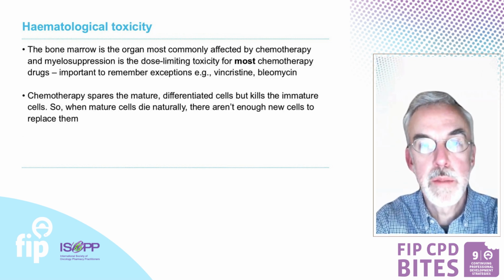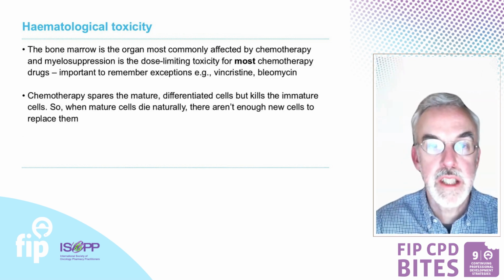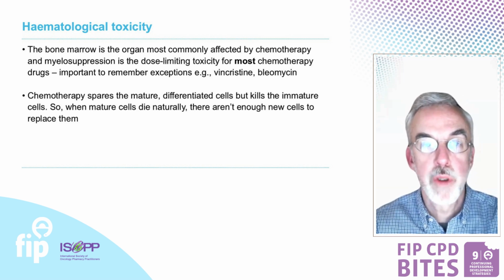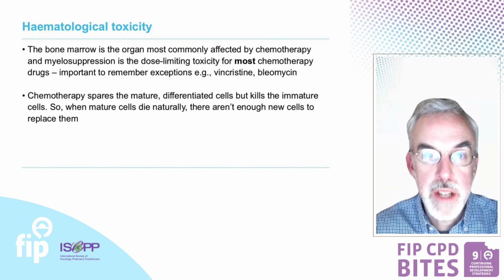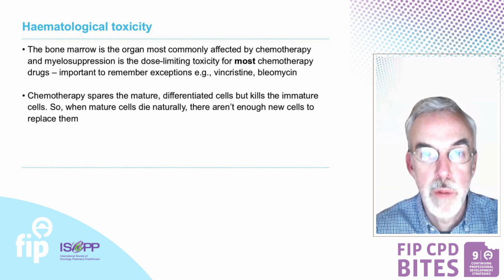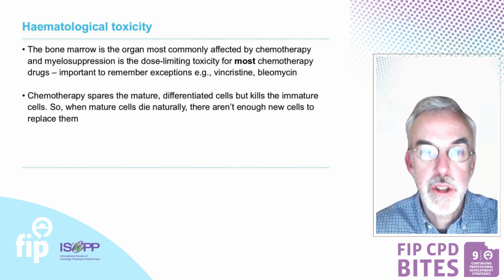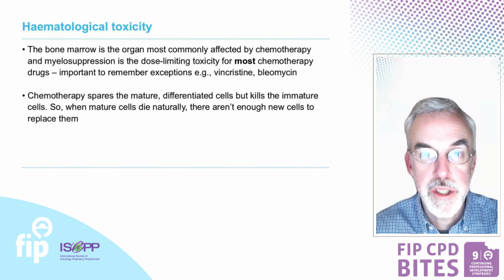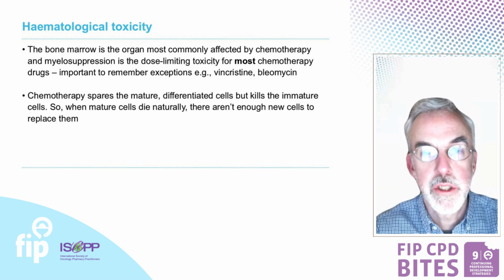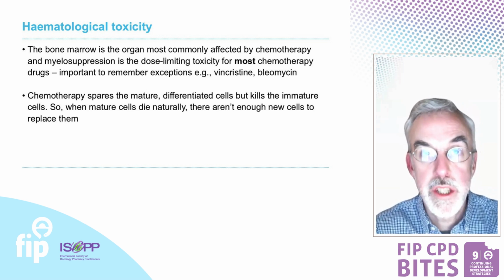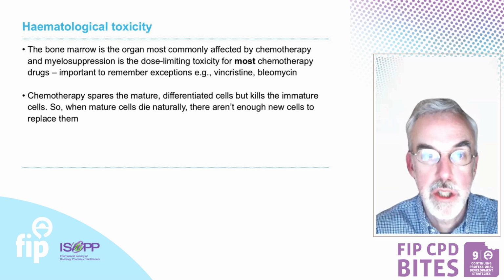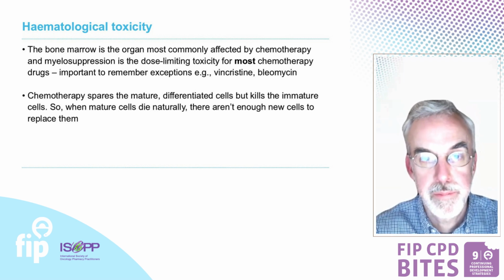Given that conventional chemotherapy targets rapidly dividing cells, the bone marrow is therefore an obvious toxicity target for most conventional chemotherapy drugs. Myelosuppression is the dose-limiting toxicity for most agents, and rather than try to remember all the drugs that cause this effect, it is probably easier to remember the exceptions. For example, vincristine, which is the least myelosuppressive of the vinca alkaloids, and bleomycin.